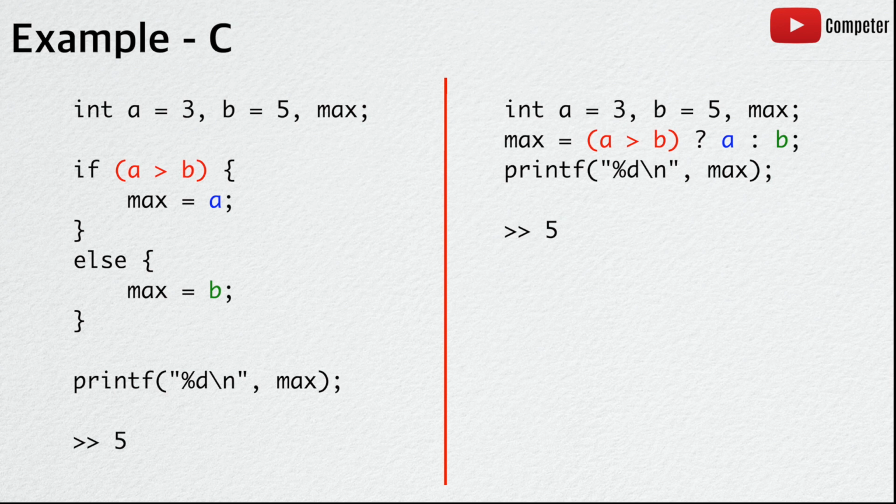It takes three arguments: the condition, the first expression, and the second expression. The condition goes before the question mark, and the two expressions go after the question mark, and they are separated by a colon. If the condition is true, the expression before the colon is used. If the condition is false, the expression after the colon is used. So in this example, since the condition is false, Max will get the value of B.